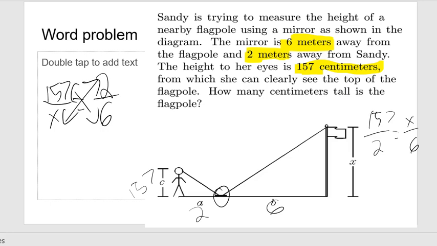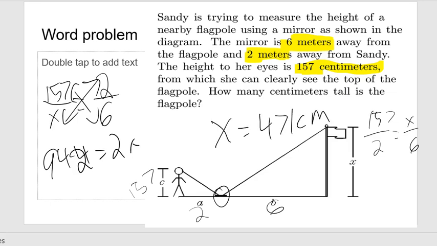So we're going to cross multiply. We're going to take 157 times 6. We're going to take 2 times x. With 2 times x, you simply just get 2x. But when we take 157 times 6, we get 942. There's 2x. Just cut that number in half, which is 471. And we get the answer: x equals 471 centimeters.